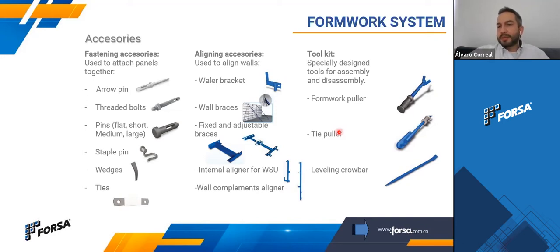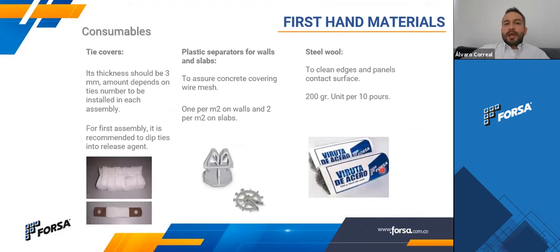The toolkit is basically formed by this formwork puller, the type puller, and the leveling crowbar. This is for assembly and striking the formworks. And consumables that you will receive with each of our sets. The tie covers. The tie covers are basically a sleeve, and you put the ties into that sleeve, so that the tie is not going to be stuck in the concrete.